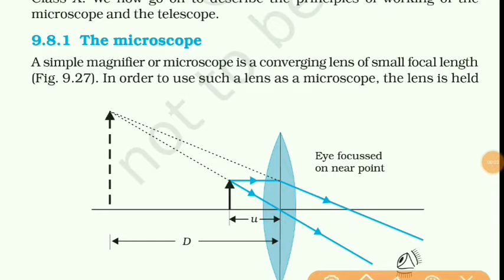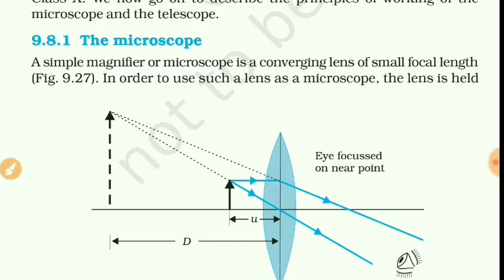Now, topic number 9.8.1, the microscope. Now, students, we know that a microscope magnifies small objects and an enlarged image is obtained. In biology, we use a microscope to observe microorganisms, cells of plants or animals, etc.